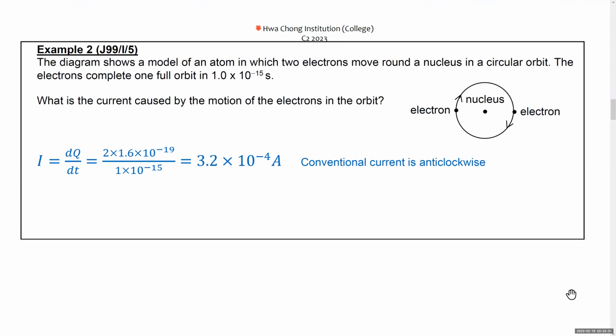Here in example 2, the electrons move around the nucleus. So the current will be the number of charges divided by the time taken to go one round. So the 2 electrons will pass through one single position when the electron goes one full cycle.